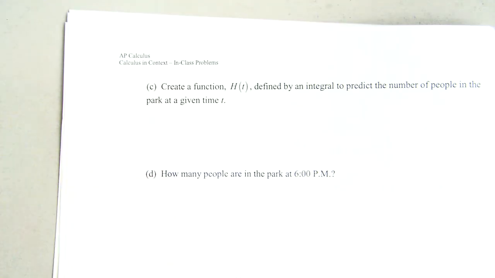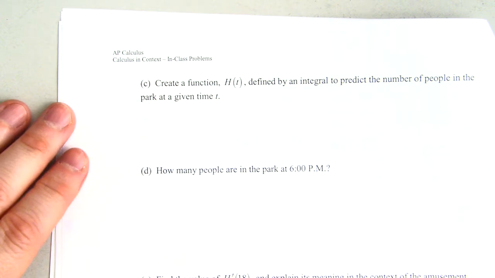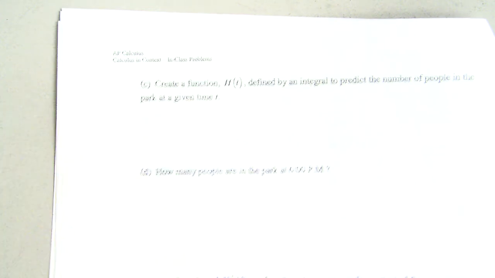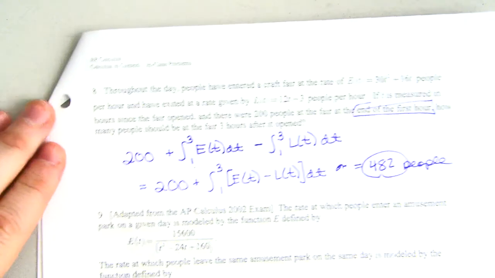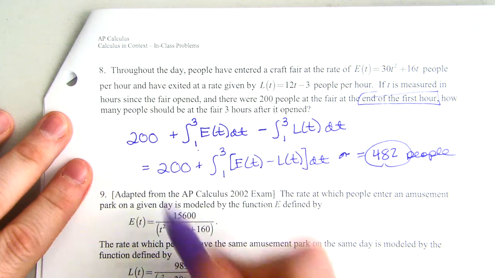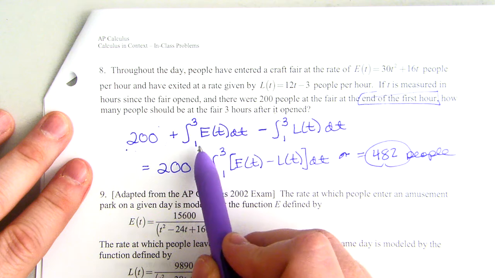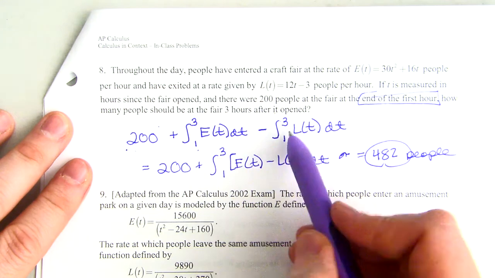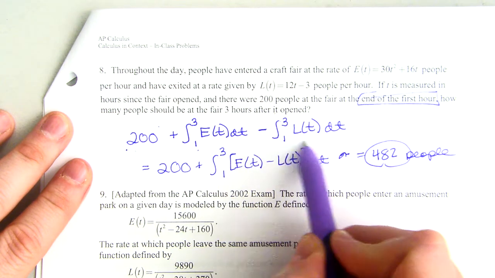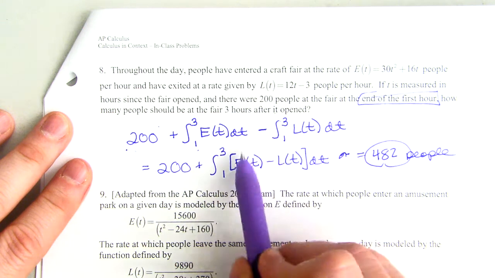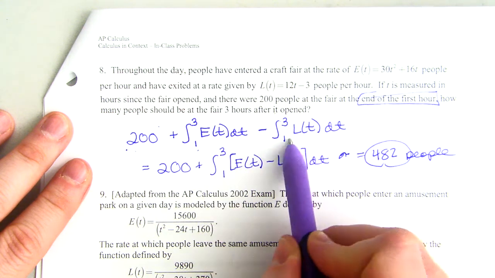Part C. I want to create a function defined by an integral that predicts how many people are in the park at any given time. Well, here's the deal. This sort of goes back to the previous problem that we looked at the end of yesterday's video, where I wanted to figure out how many people were at the craft fair, and I took my starting number of craft people. I added an integral that told me between time 1 and time 3 how many people have entered, minus the integral from time 1 to time 3 of the rate that people are leaving. That'll give me the total number of people who've entered minus the total number of people who've left.